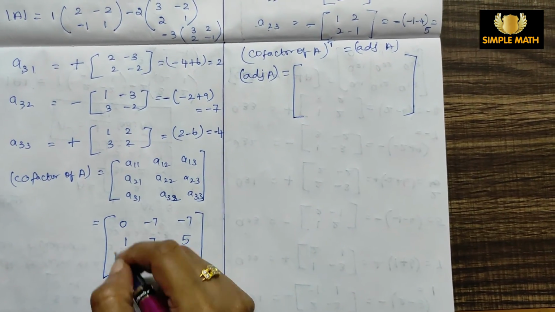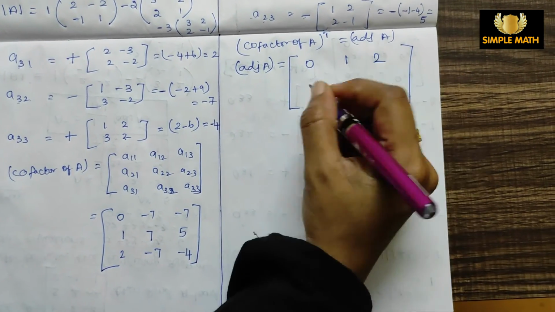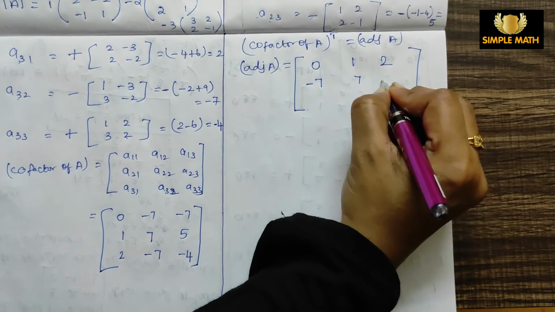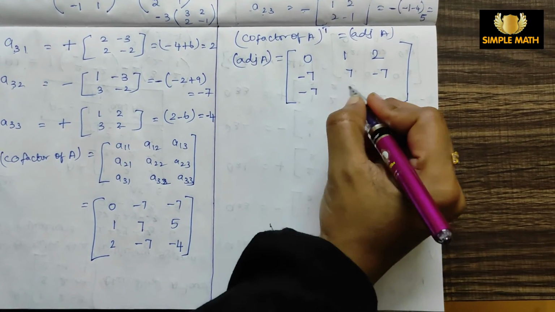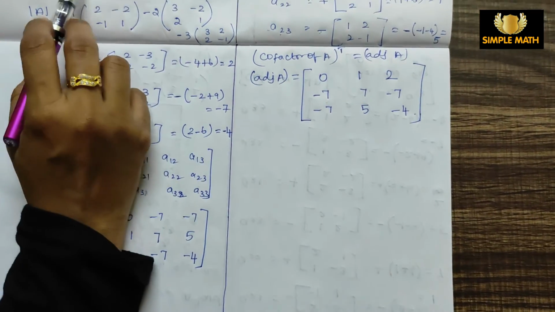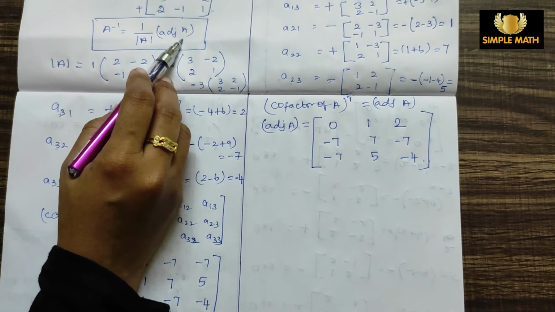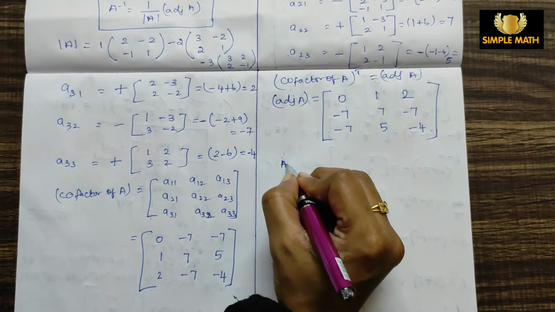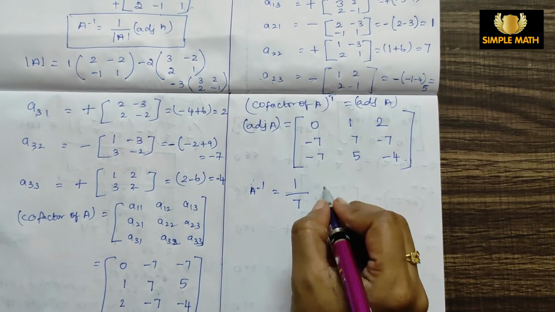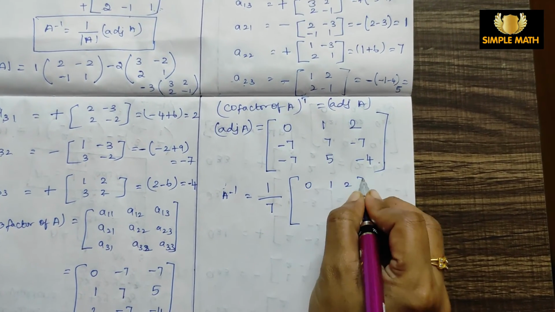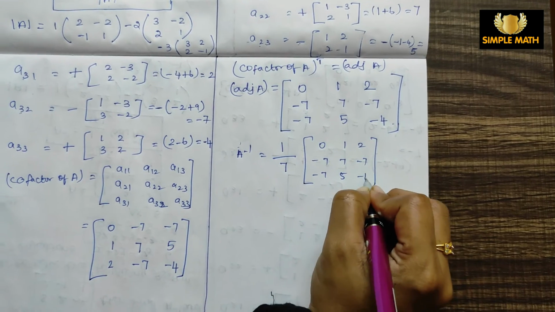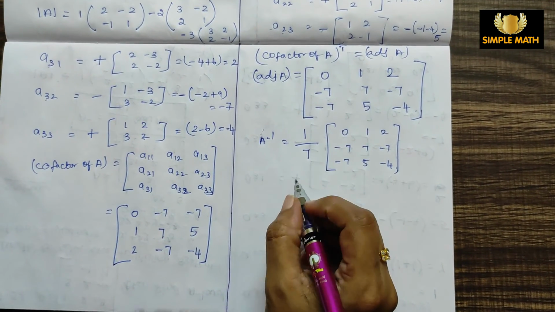Cofactor of A transpose equal to adjoint of A. Adjoint of A equal to 0, 1, 2. Write the entries in the row: minus 7, 7, minus 7. Next, third row will become third column, third column will become third row: minus 7, 5, minus 4. So now I have both the values, modulus of A and adjoint of A. So A inverse equal to 1 by 7 into adjoint of A: 0, 1, 2, minus 7, 7, 5, minus 7, minus 4.